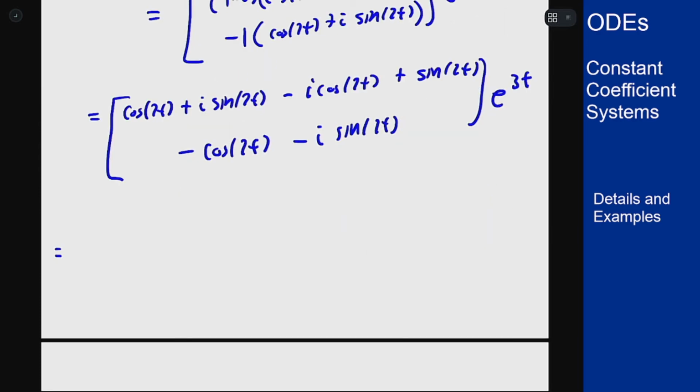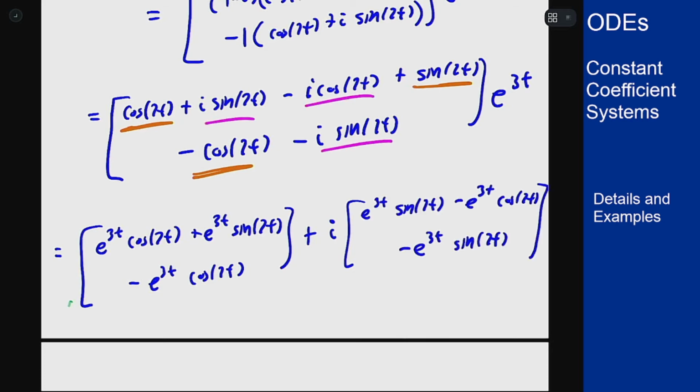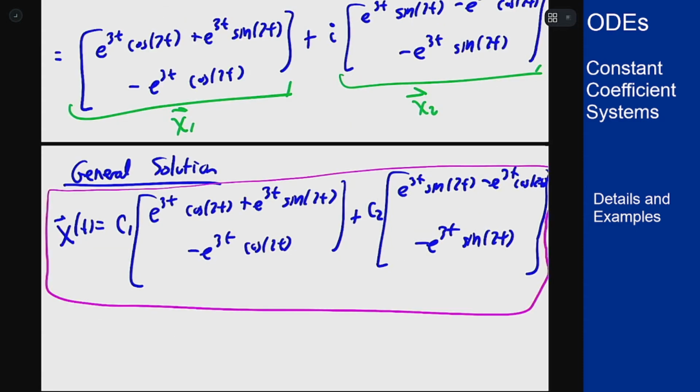For the real parts, I take this cosine, this sine, and the cosine down here. And for the imaginary parts, I take the remaining terms, this sine, this cosine, and this sine. Then I can call this my first solution x1, this my second solution x2, and I can then write my general solution. So now we need to solve the initial value problem.